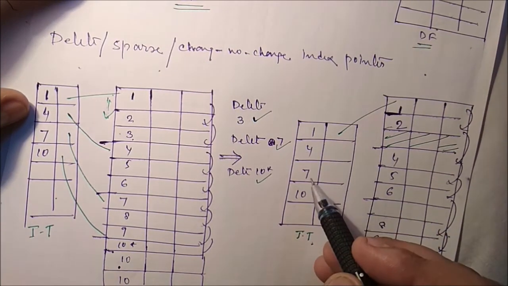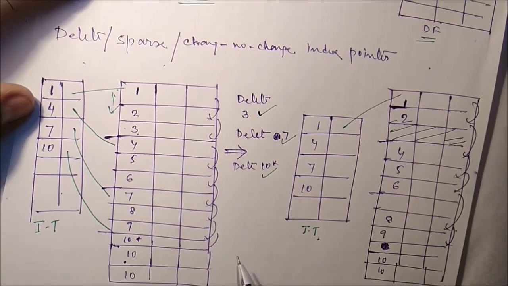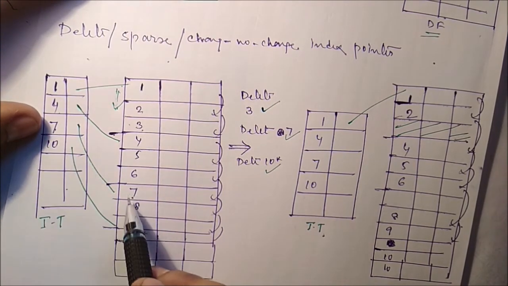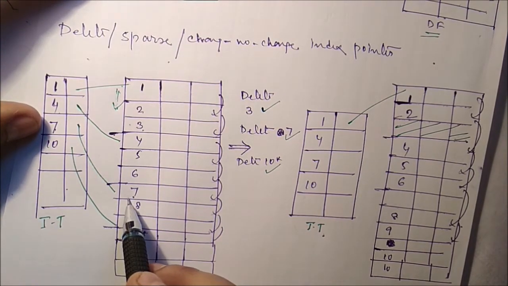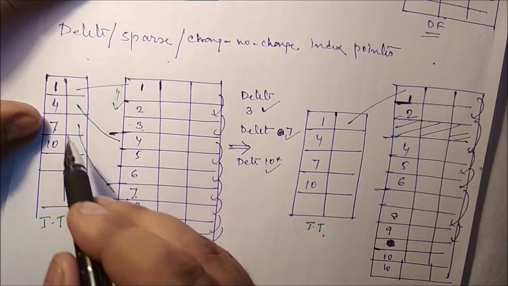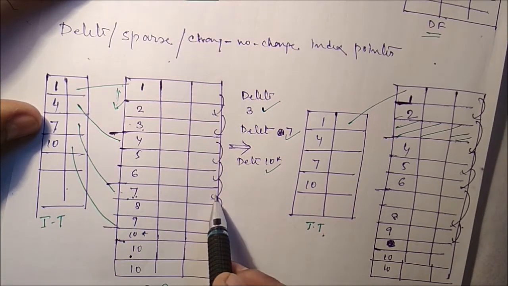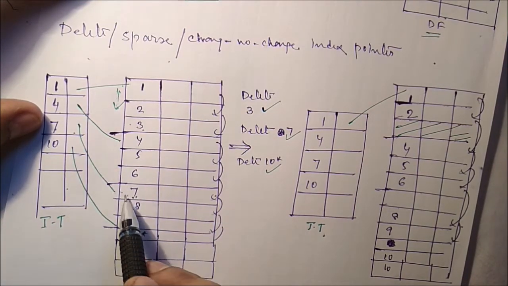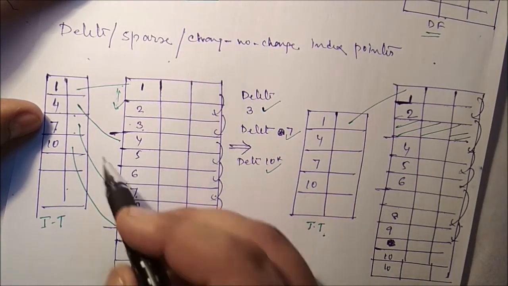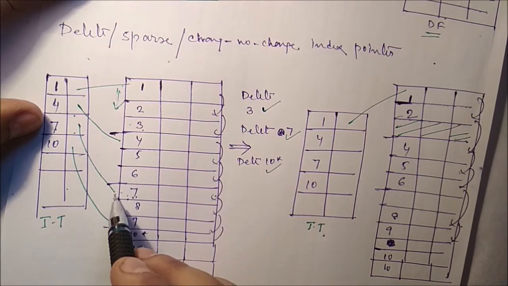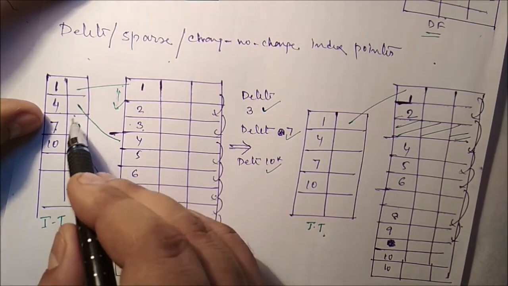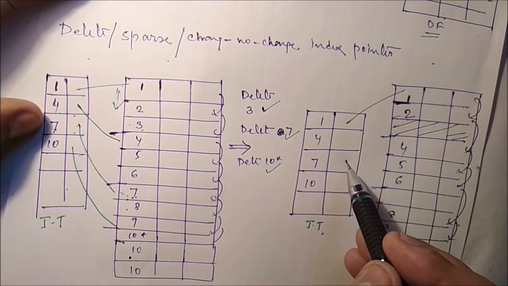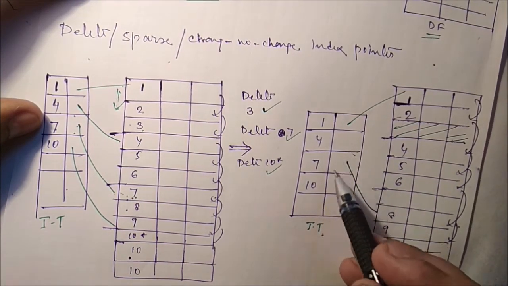But suppose you want to delete 7. Are you getting this one? Suppose we want to delete 7. Here we have stored the address of this particular 7. If you want to delete this particular data, the address of that 7 is in the index table. So what we can do is just update this one. Instead of storing the address of the 7, we store the address of the 8. We have to update this particular part.